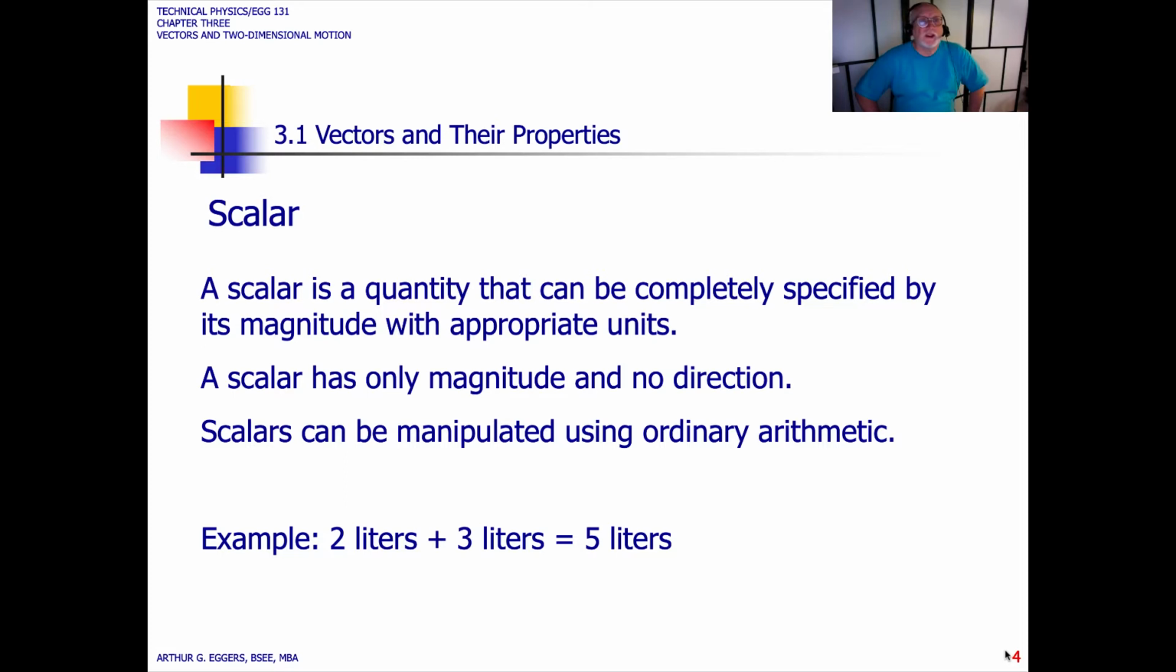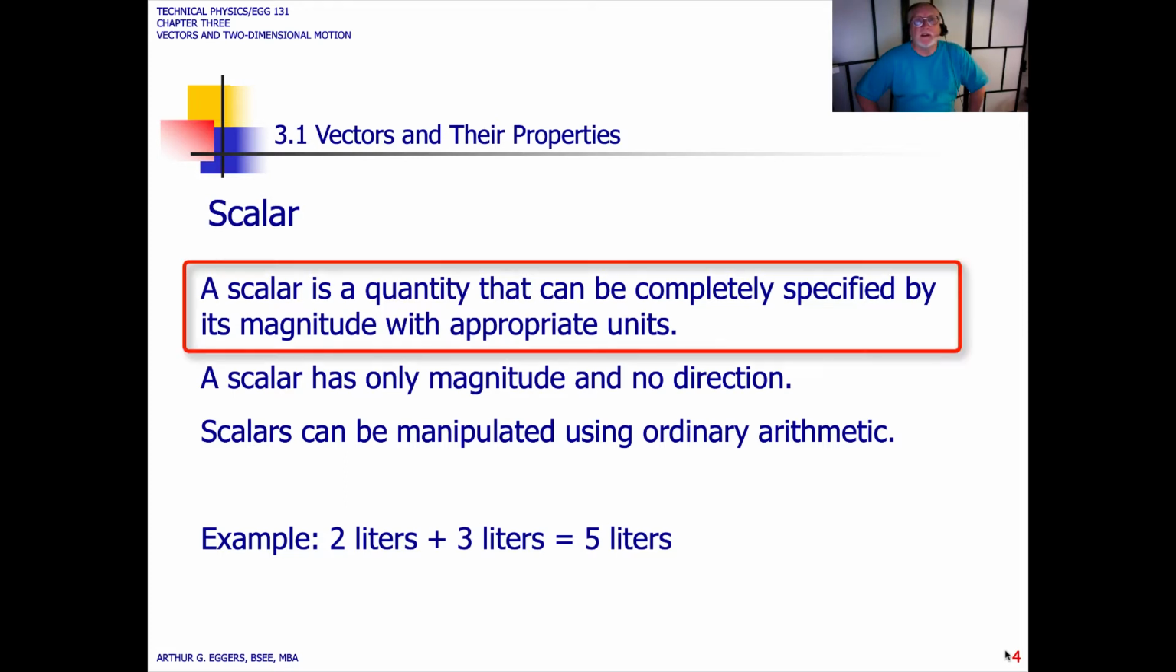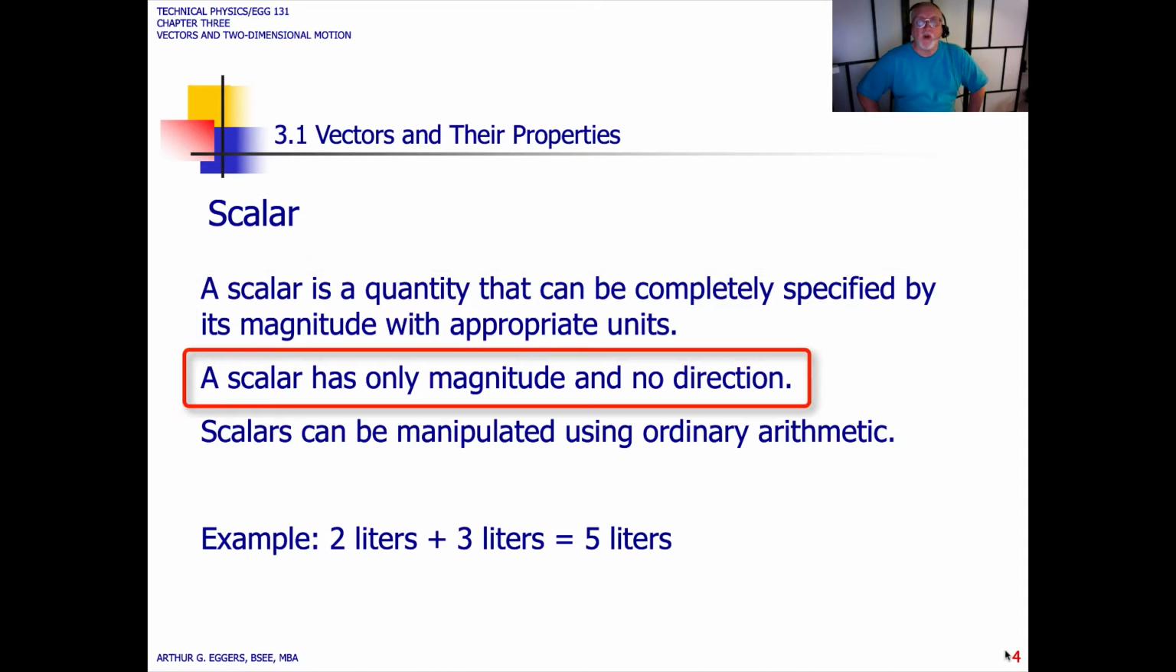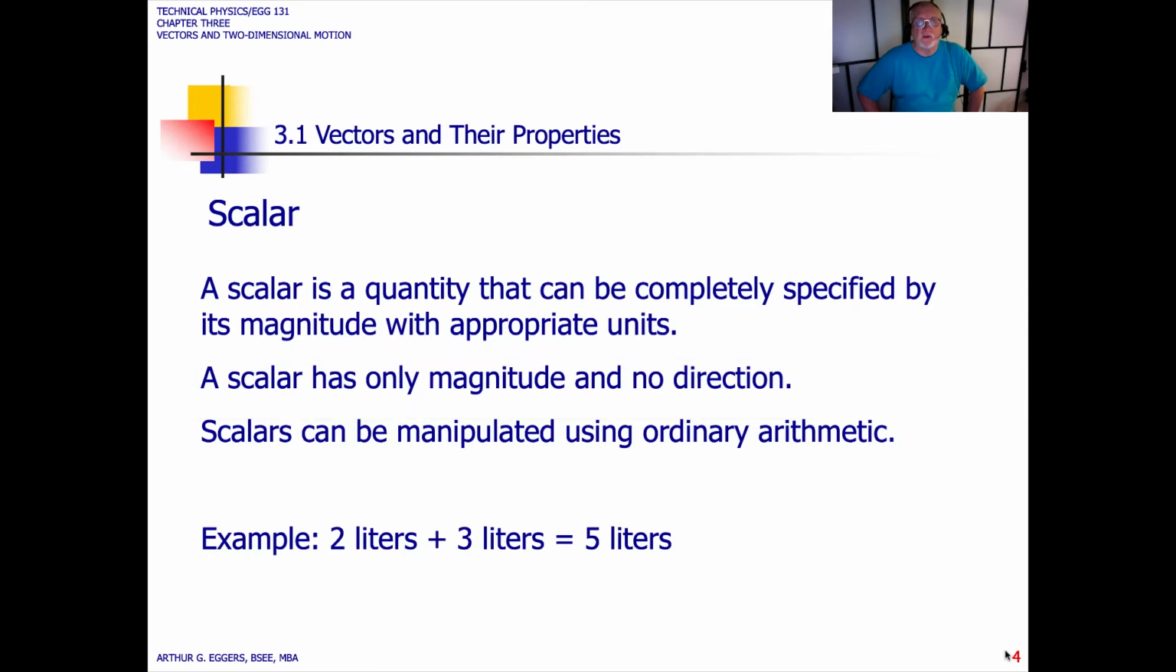First off, let's look at the term scalar. A scalar is a quantity that can be completely specified by its magnitude with appropriate units. So you see from this direction, a scalar has magnitude only, but no direction. Like 66 miles per hour. 66 miles per hour tells us nothing other than how fast a car was going. Was it going north, east, west, south?